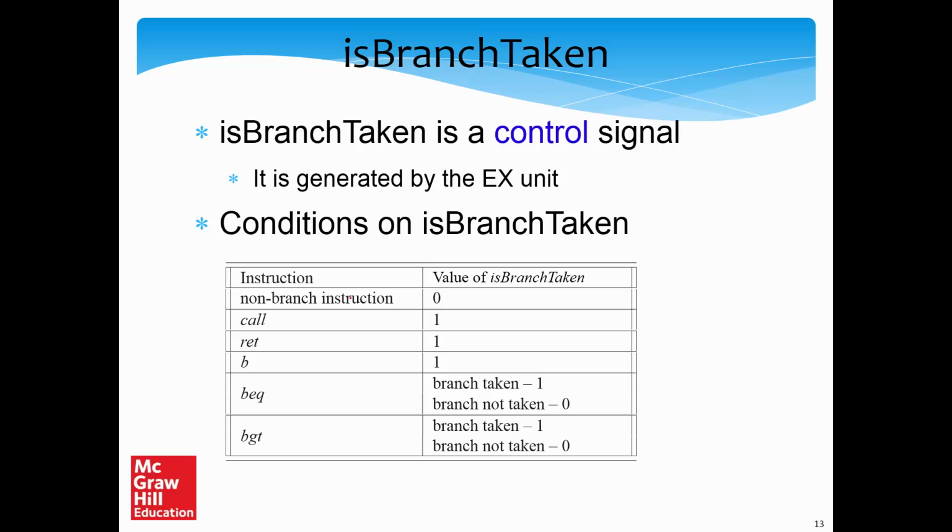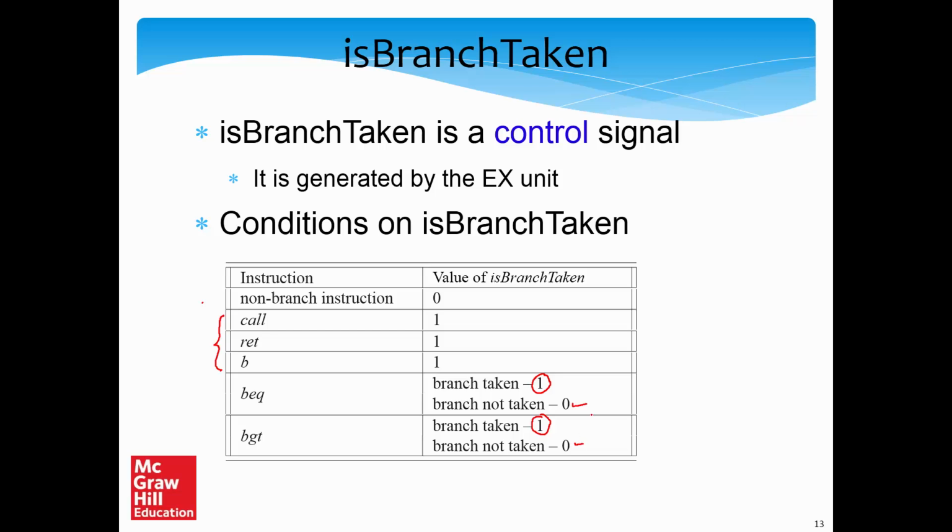So if it's a non-branch instruction, the value of isBranchTaken is 0, so it's not a taken branch. For these three kinds of instructions, call, ret, and B, an unconditional branch, these are always taken, so isBranchTaken is 1. For the B, Q, and BGT instructions, which are conditional branch instructions, if the branch is taken, then isBranchTaken is equal to 1, as we can see over here. And if the branch is not taken, then the value of the isBranchTaken signal is 0.